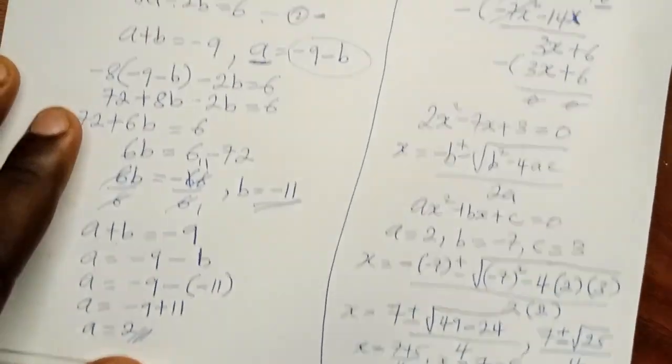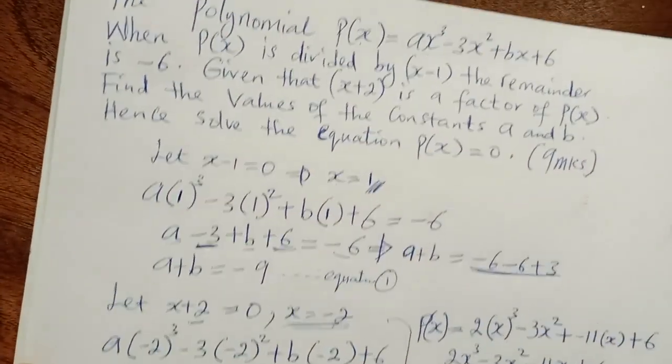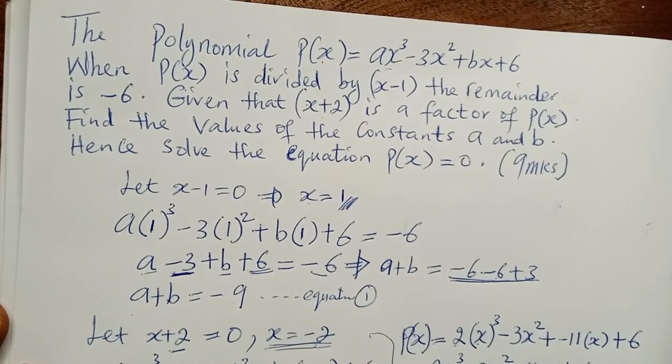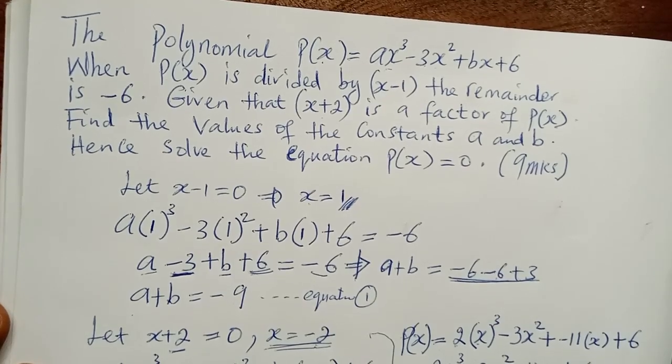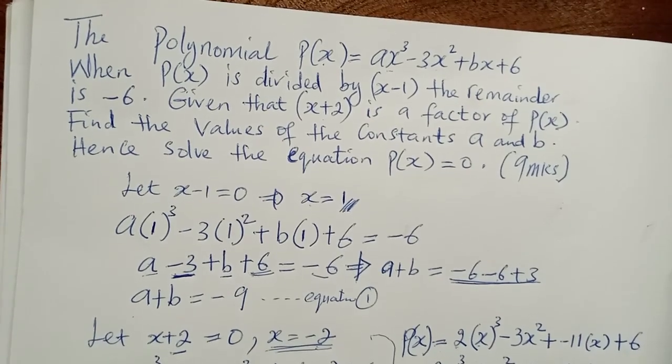So of course, we have finally succeeded in getting all the 9 marks which you have seen here for this particular polynomial, which stated that p of x is equal to ax cubed minus 3x squared plus bx plus 6. When p of x is divided by x minus 1, the remainder is minus 6. Given that x plus 2 is a factor of p of x, find the value of the constants a and b, and also solve the equation p of x equal to 0. 9 marks. We have gotten all these marks.